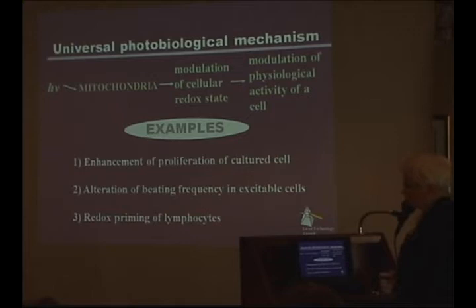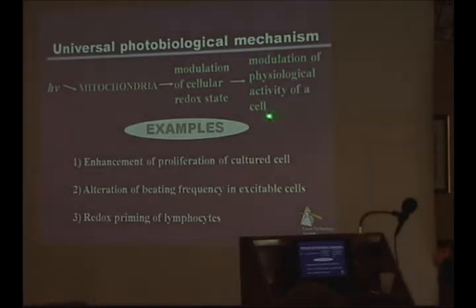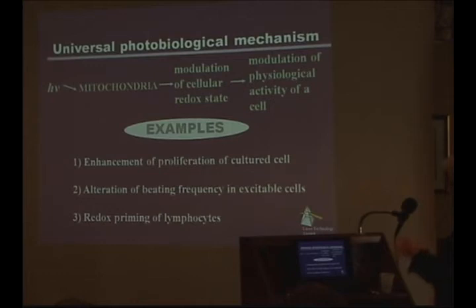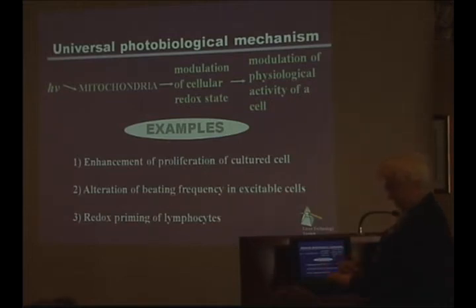And I have always said that this is a universal photobiological mechanism via mitochondria: modulation of the cellular redox state. Here are these primary reactions with cytochrome c oxidase, and after that, modulation of the physiological activity of a cell. And it works in practically all cells which have mitochondria. Very recently, two weeks ago, I performed experiments with spermatozoa of marine animals, and you can see in a microscope how those cells are moving faster, in at least three parameters.